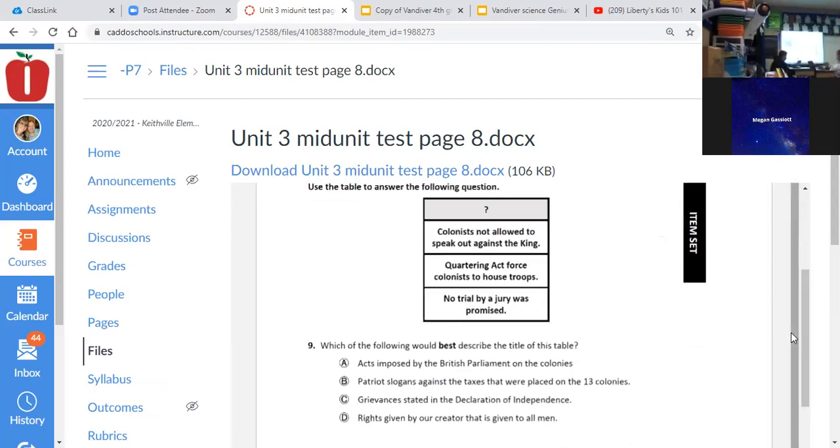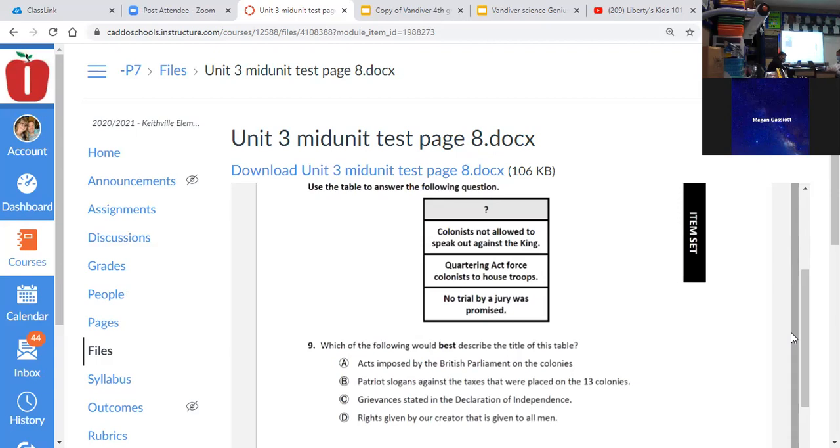Okay, so number 9 is a little bit different format, but it's a format that they like to give you on the LEAP test. That is supposed to be a little table, and those are the contents of the table. At the top, that slightly grayer area is supposed to be where a title goes, and they want you to find the right title to fit in there. The contents of the table are what they give you. Colonists not allowed to speak out against the king. Quartering Act forced colonists to house troops. No trial by a jury was promised.